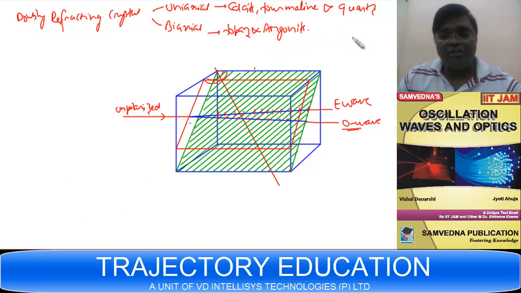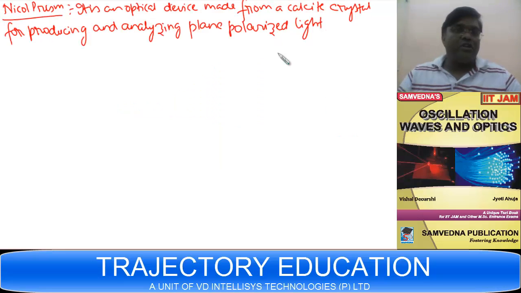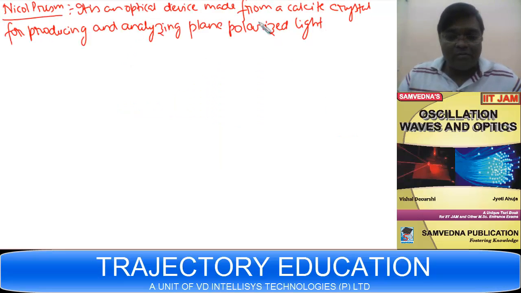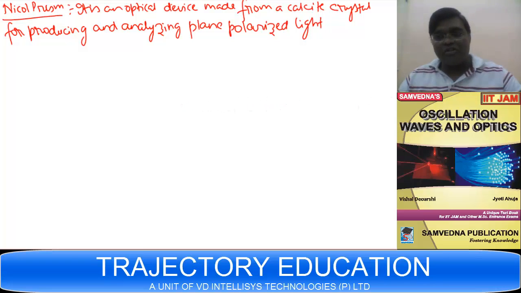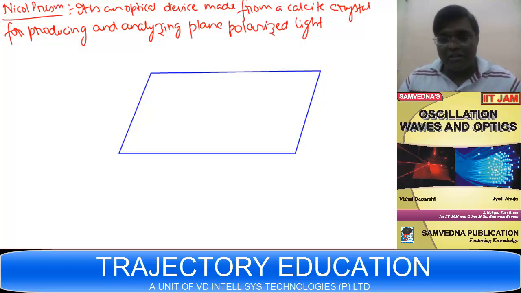Now I'll discuss a device which is used to produce plane polarized light. That's called the Nicol prism. The Nicol prism is a device made of calcite. It is an optical device made of calcite crystal for producing and analyzing plane polarized light. Let me draw the principal section of the calcite crystal.